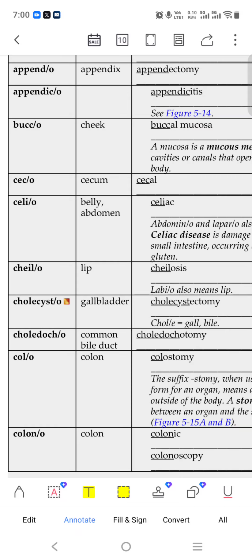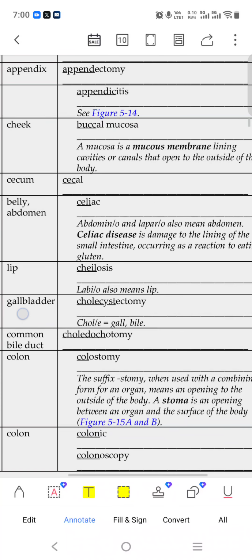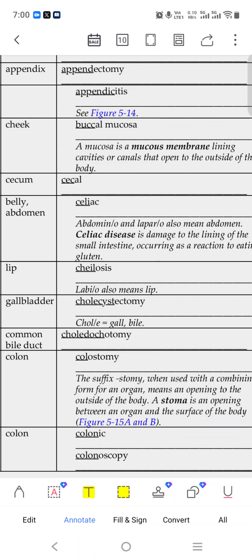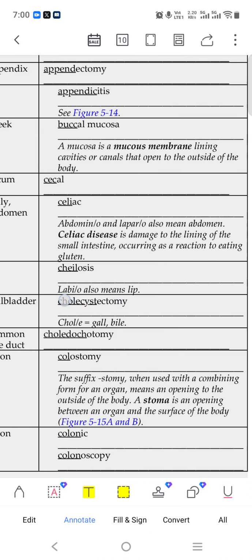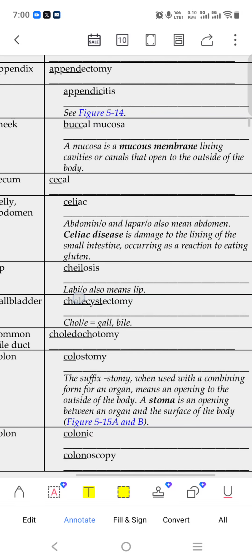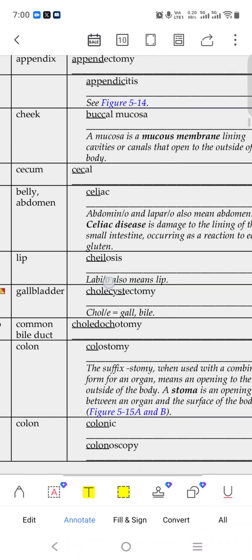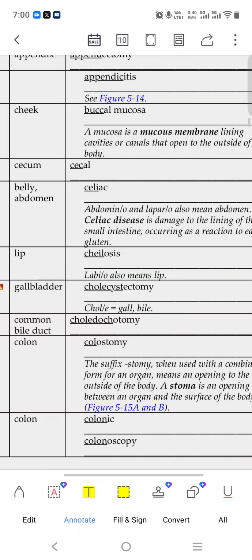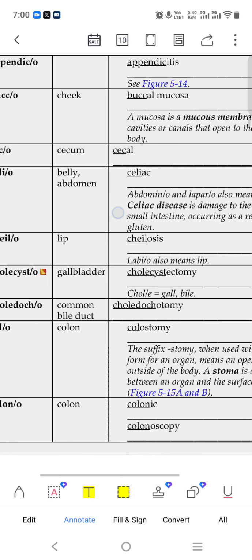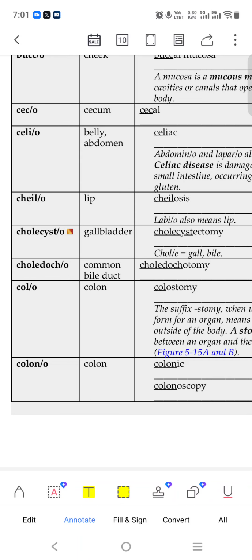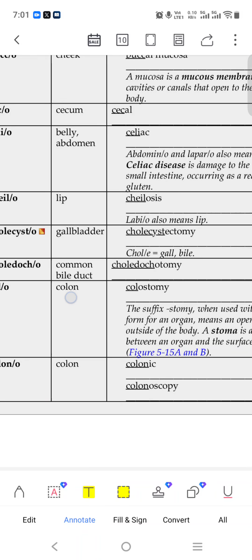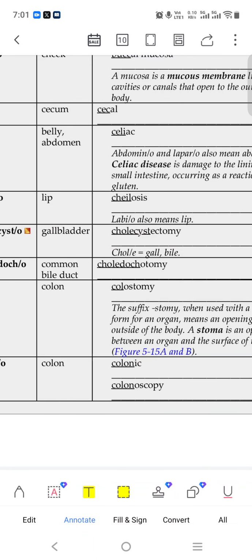Last area it is. Celio means belly, abdomen. Celiac disease is damage in the celiac. It is also related to the same thing, like abdomino and laparo also mean abdomen. Celiac disease is damage in the lining of the small intestine. Okay, damaging of the small intestine disease. Celiac means the lining of the intestine. Cheilo, it is the lip area. Cheilosis means a condition of the lip.